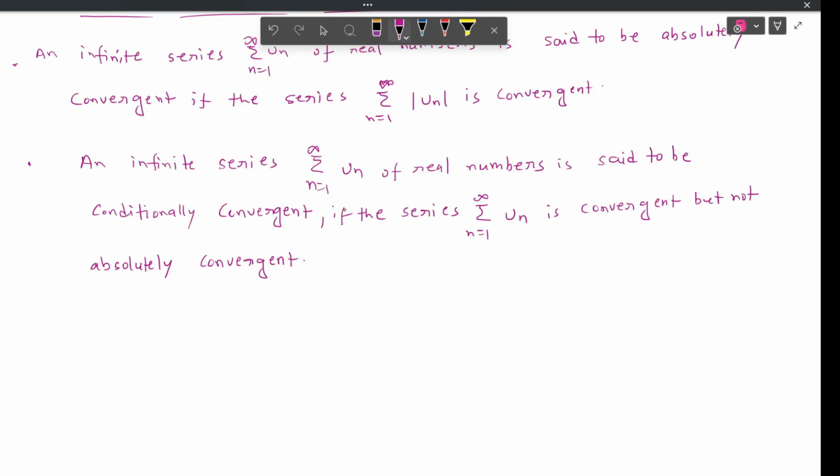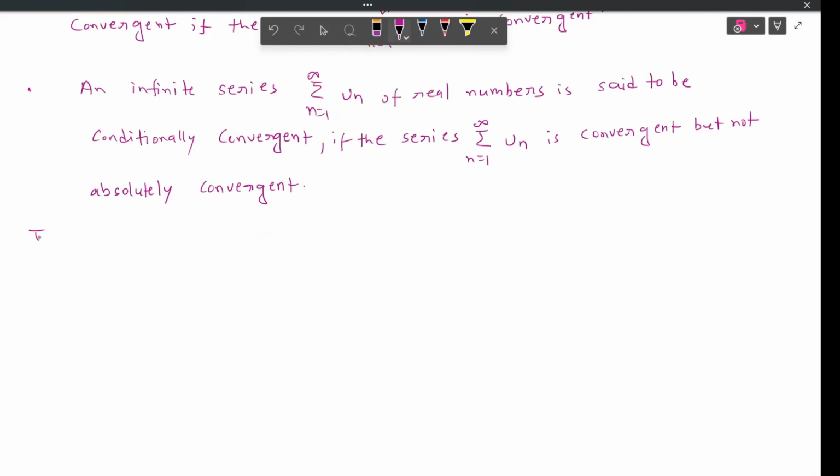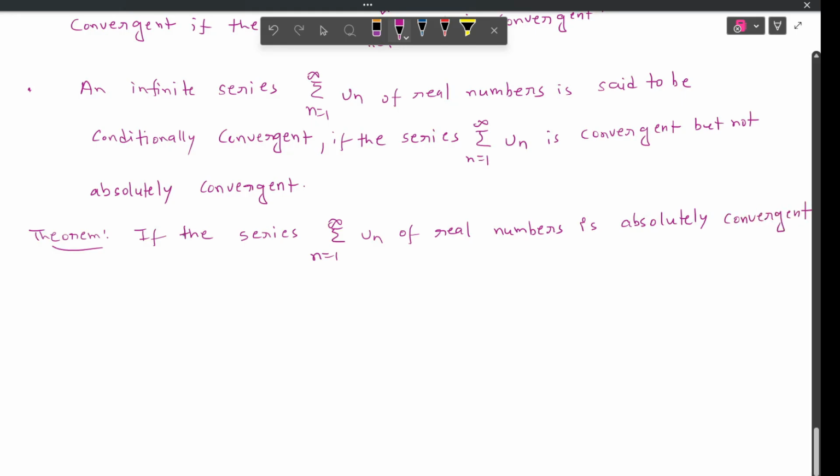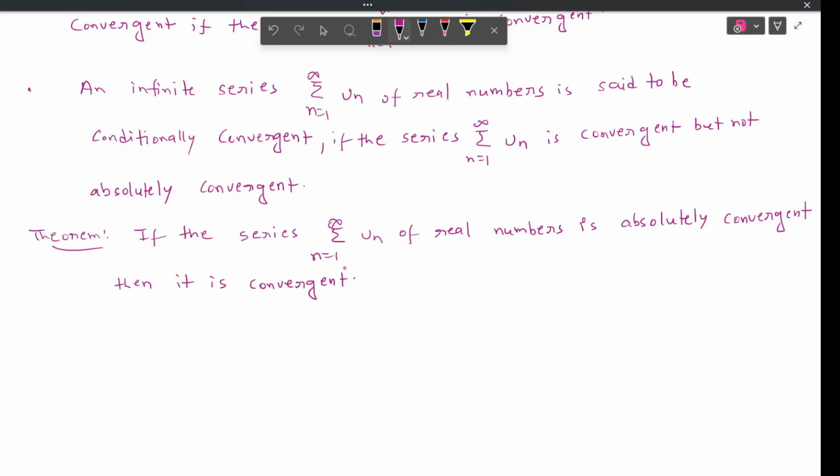Okay, so we have a theorem regarding this. Let's see this. If the series summation n equals 1 to infinity u of n, of real numbers, is absolutely convergent, then it is convergent. Okay, we don't require to prove this.